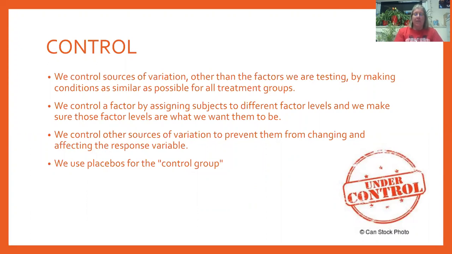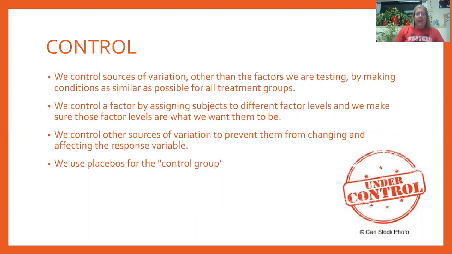So our first principle is control. We want to control the variation by making our groups similar. We also want to control our factor by assigning different levels to it, and we want to make sure that those levels are appropriate. So if I was testing the effect of exercise on heart health, I wouldn't have one group exercise for 30 minutes and another group exercise for 31 minutes. Those two are very close together. I'd want to have maybe one group for 30 minutes and another group for an hour.